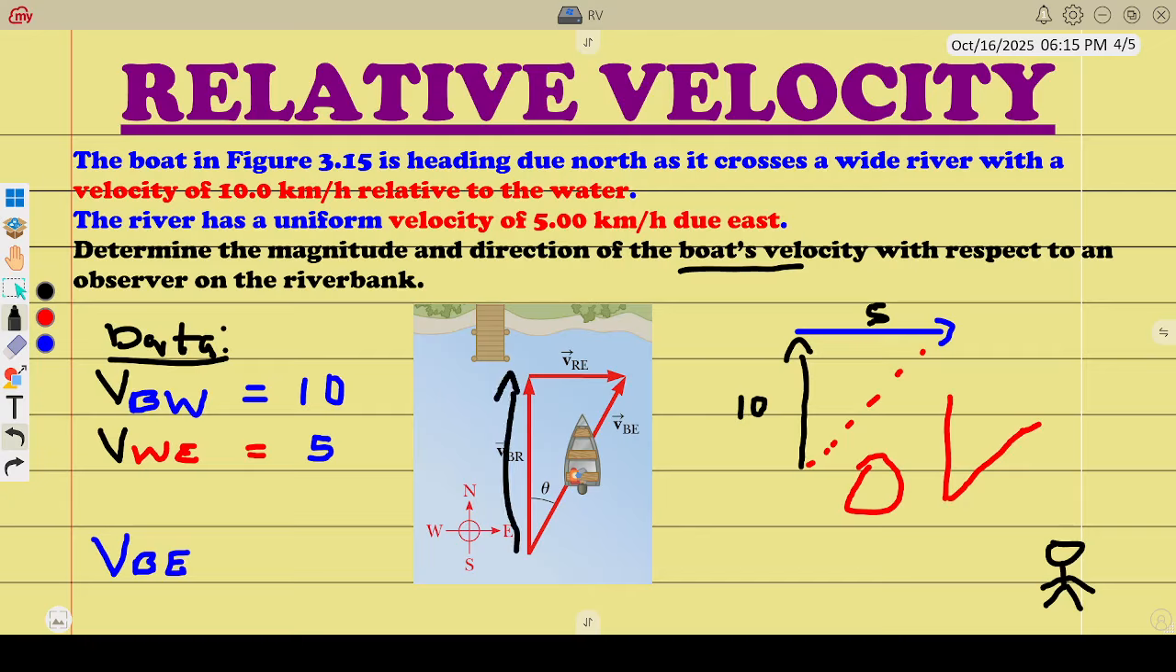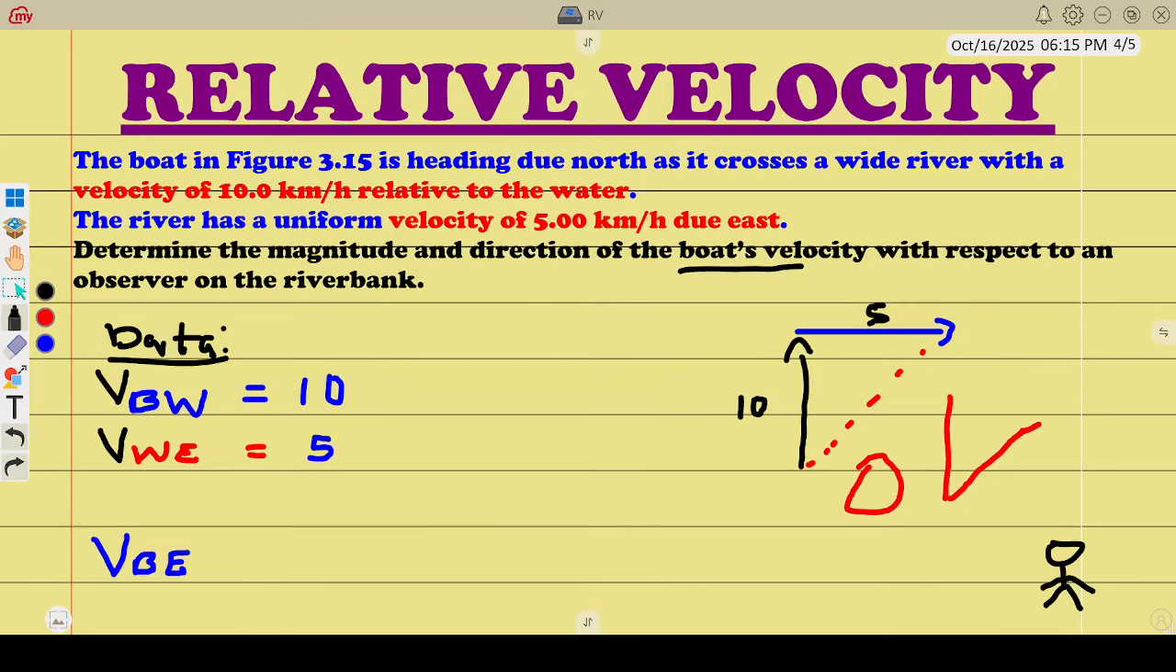The boat is moving straight forward. But since the river is going due east, this means that the boat will be pushed to the other side. So I want to calculate the velocity of the boat relative to the earth, meaning on the ground. How is someone observing it on the ground? I hope I've made you understand what is happening.